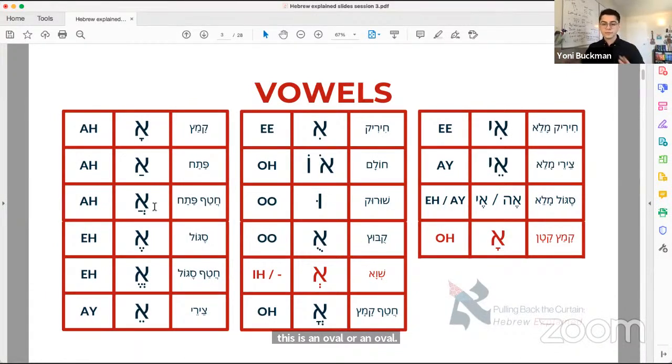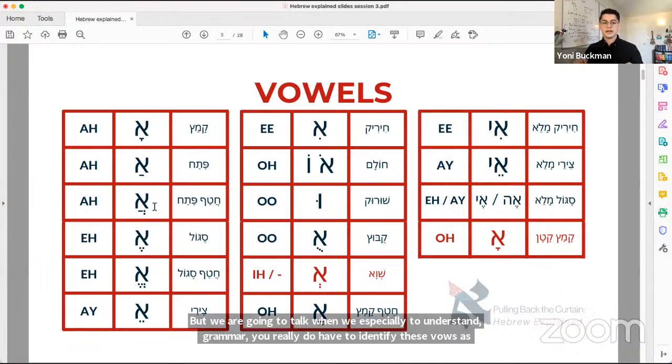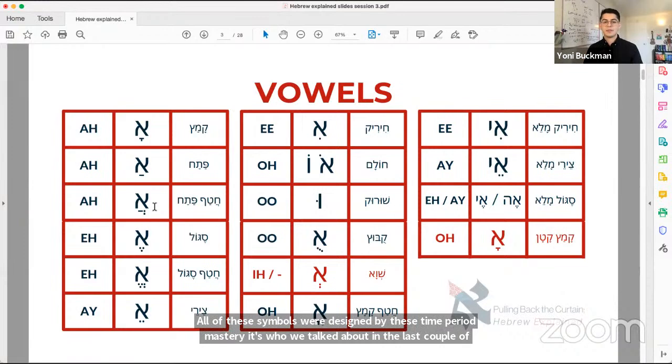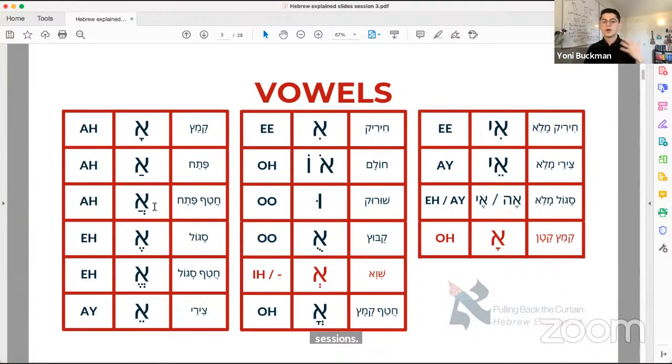Something just to note, all of these symbols were designed by these Tiberian Masoretes, who we talked about in the last couple of sessions. Their notation, right, their vowel sounds, their nikud, is graphically, that tradition has survived, but the sounds that we ascribe to them nowadays are different from what they used to have. And so one of the things that I've done here, that if there's anyone on the call who's like a hardcore biblical Hebrew person, they might be upset with me, is that I'm calling these vowels on this chart, I'm calling these vowels by their more modern Hebrew names and not by the vocalization of the Tiberian system.